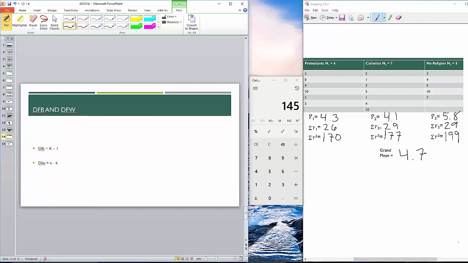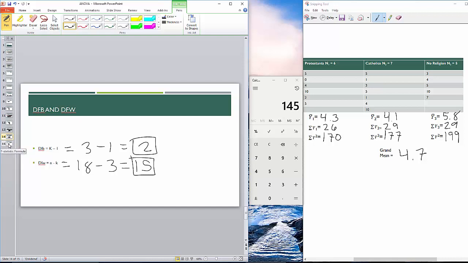So these are the formulas for the DFB and DFW. The degrees of freedom between has a formula of k minus 1, where k is the number of samples. In this case, we had 3 samples, so we take 3 minus 1 to get a DFB of 2. The DFW has a formula of n minus k, where n is the total sample size. That means the combined sample size of all of the groups. In this case, we would take 6 plus 7 plus 5 to get 18. K is the number of groups, so we have 3 groups, so we end up with a DFW of 15.